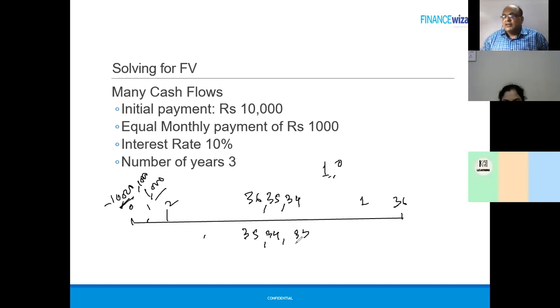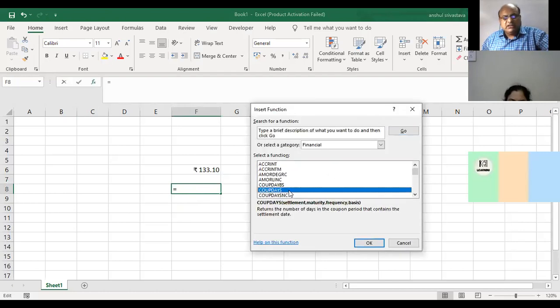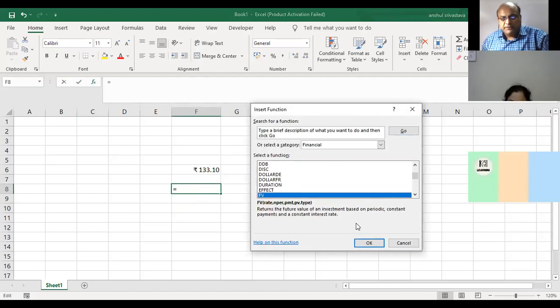Type also can change your value. So let me show you how. Are we clear about this? Type 1 and type 0. So here we are going to use again the future value function, financial and future value, FV.